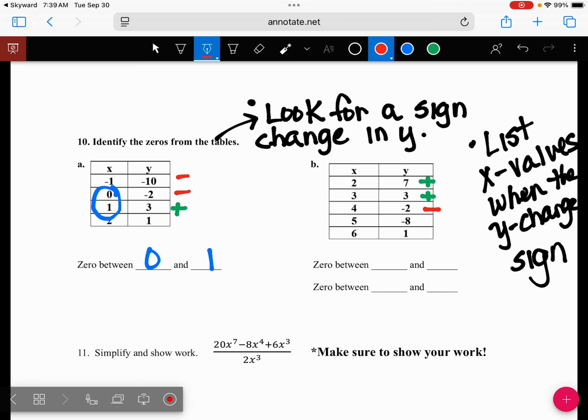So let me come over here. That would be between 3 and 4. And then if I keep going down, it's negative to a positive. And that would be between 5 and 6. That is where we are changing the sign.